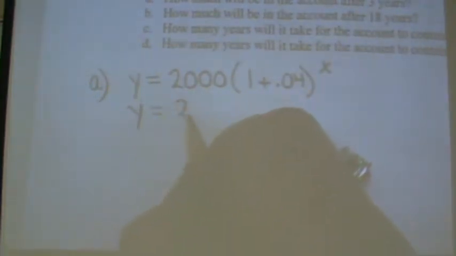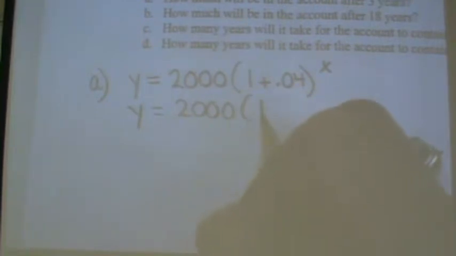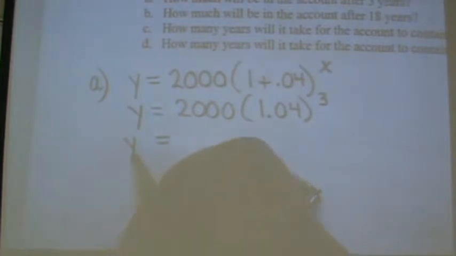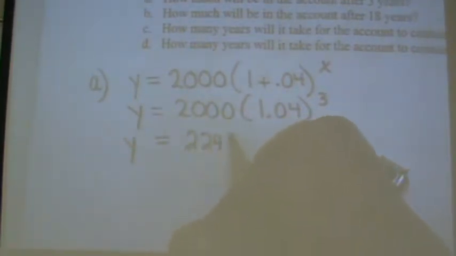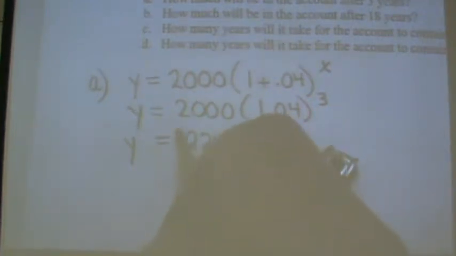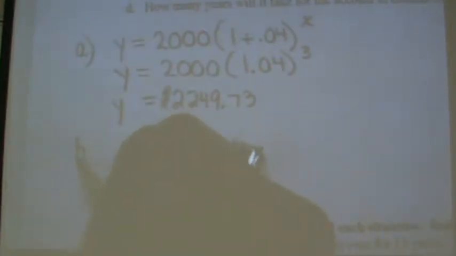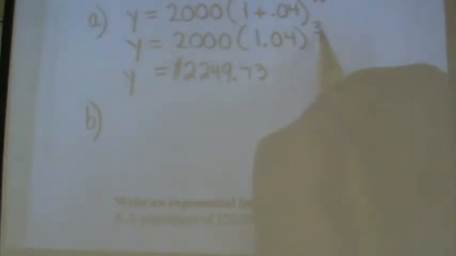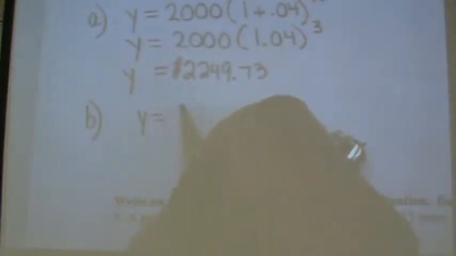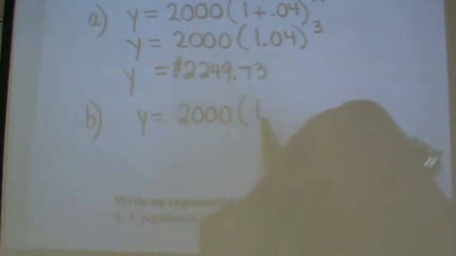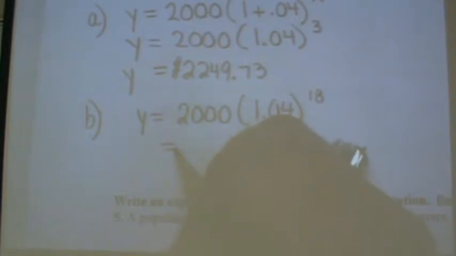So for A, I want to see this. And tell me what answer you got for this one. 2,249.73. Okay, excellent. That is the right answer. All right, so what's different about B? You're going to put an 18 here. So y is equal to 2,000 times 1.04, the time is 18 years. And what'd you get for this answer?